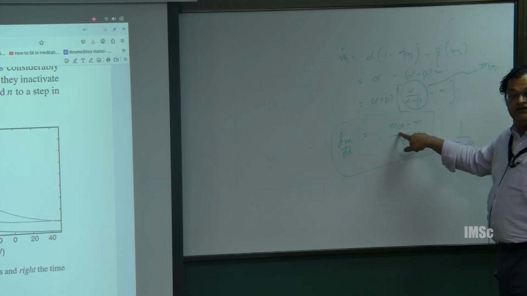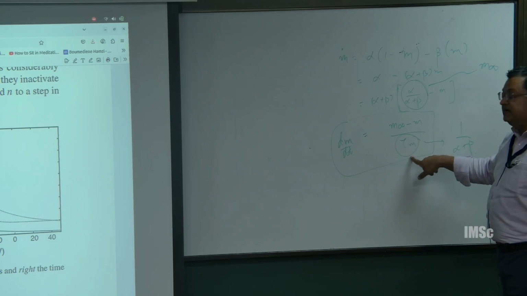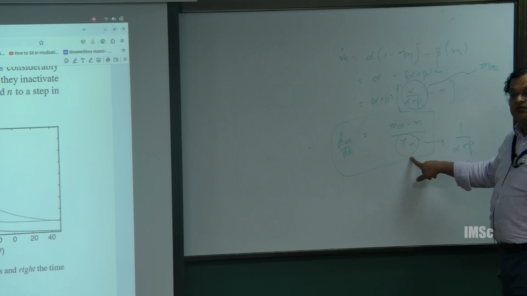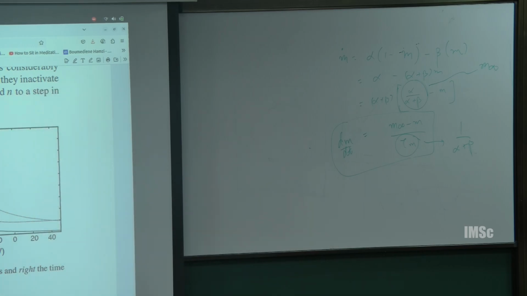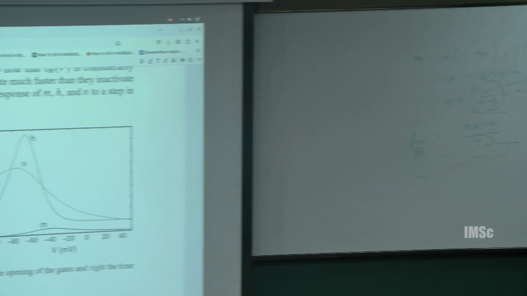m infinity is a function of v, and tau is a function of v. Okay. So what does that do? Let us take a look. So m infinity is a function of v. This is v, this is m infinity. It's written m, but it should be m infinity.